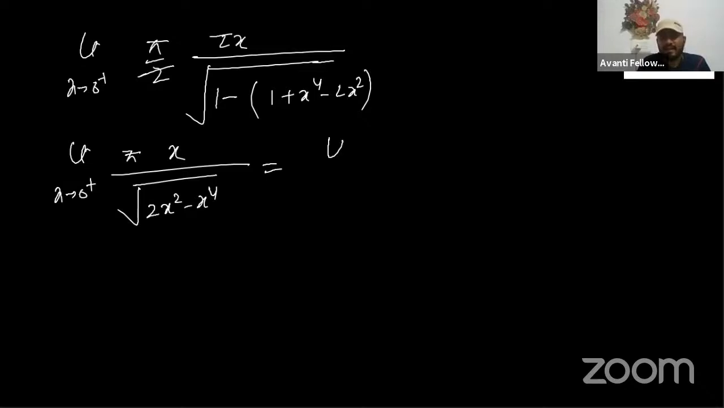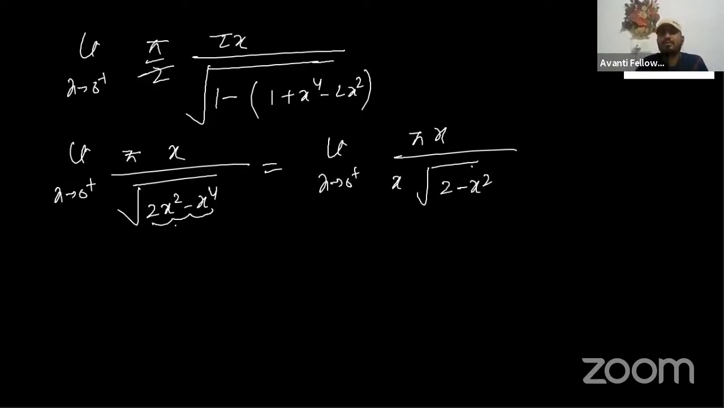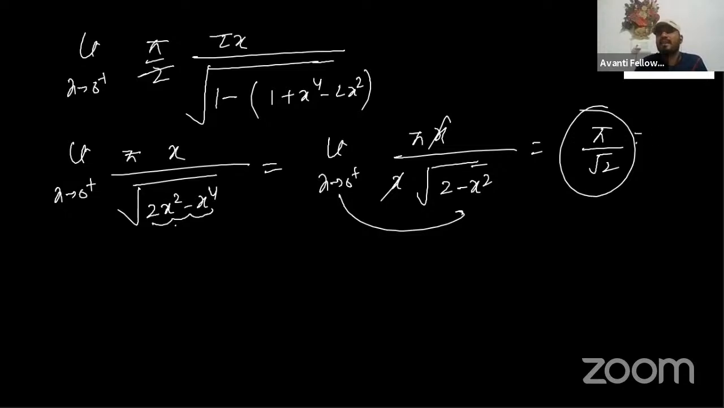Now I can write limit x tending to 0 positive, pi x upon, taking x square common from inside the square root in the denominator, this comes out to be x times root of 2 minus x square. So this x gets cancelled. When you put x equal to 0, this will become pi by root 2. This is the left hand limit, x equal to pi by root 2. Now we have to check the right hand limit.